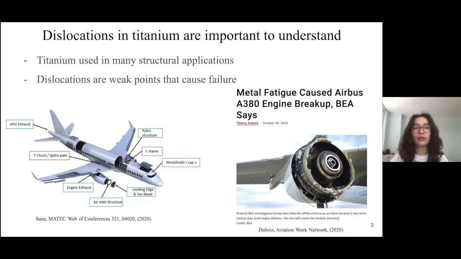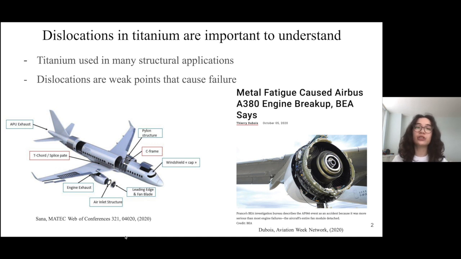Since we are studying dislocations in titanium, some background on the importance of this. Specifically, we're looking at titanium because it has high strength and low weight, so it's used in many applications, such as in the aerospace or automotive industries. As shown in the figure on the left, titanium is widely used on aircraft.